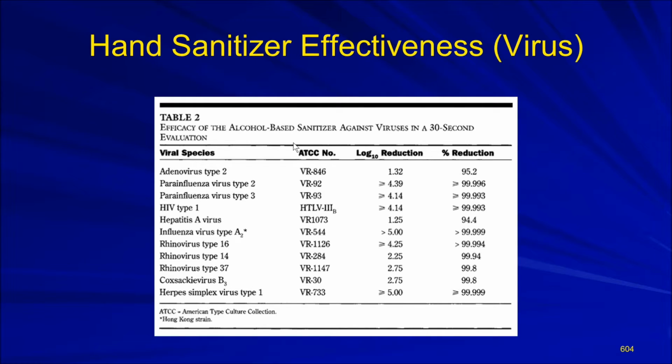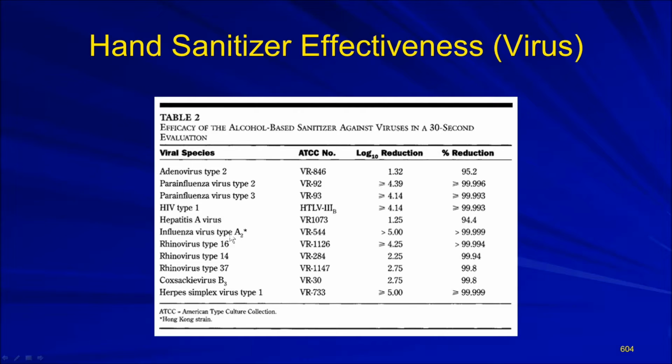We can see here on the left side of this table adenovirus type 2, parainfluenza virus, rhinovirus, which causes about 30 to 50% of all colds.